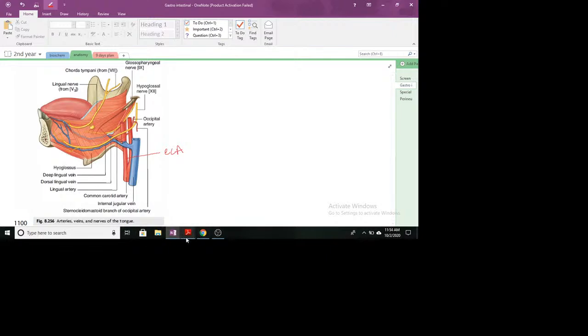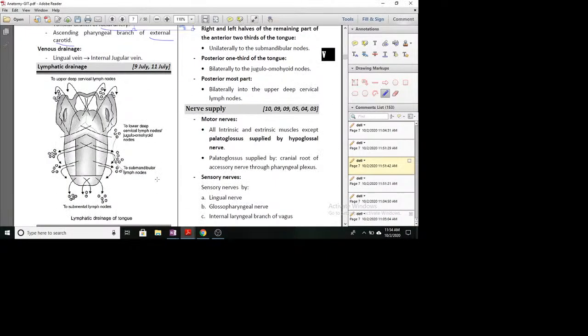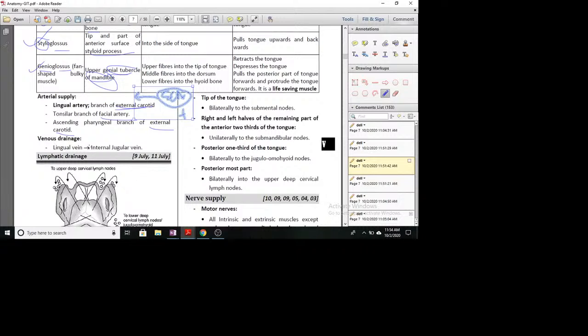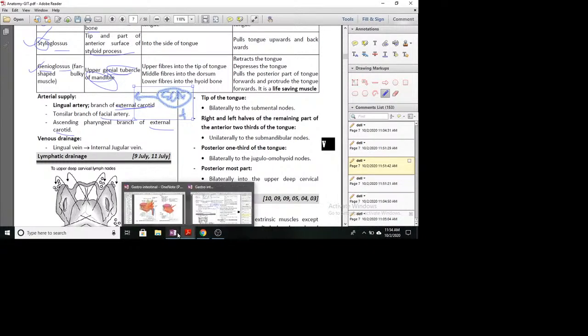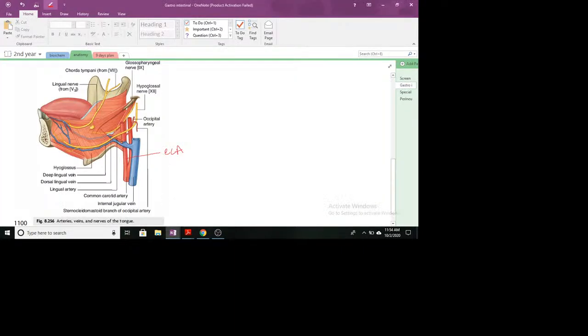So let's talk about the venous supply. The venous supply is the lingual vein, which goes to the internal jugular vein. There is the deep lingual vein and the dorsal lingual vein. Basically, the lingual vein ultimately goes to the internal jugular vein.